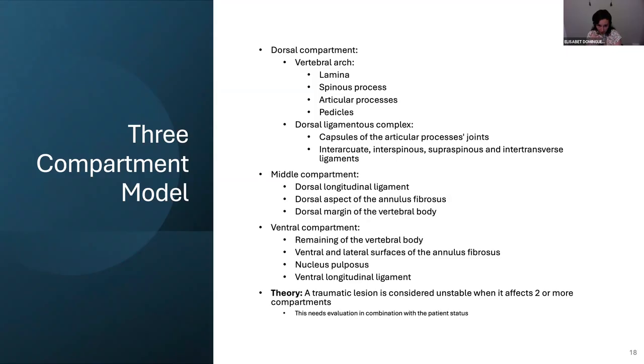For the middle compartment, which is a little bit more ventral, we have the dorsal longitudinal ligament, the dorsal part of the annulus fibrosus, and the dorsal part of the vertebral body. And finally, the ventral compartment includes the remaining part of the vertebral body, the ventral and lateral surfaces of the annulus fibrosus of the disc, the nucleus pulposus, so the central part of the disc, and the ventral longitudinal ligament.